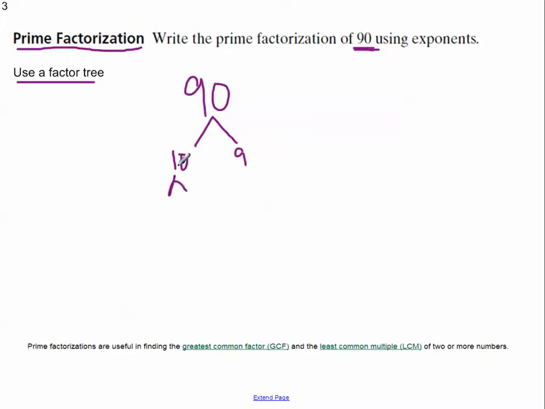Then I need to break apart 10. 2 and 5. Are 2 and 5 prime numbers? They are. Now I'm going to break apart 9. I get 3 and 3. Can 3 be divided anymore? It cannot. So once I find my prime numbers that can't be divided anymore, I circle or highlight them. So now I'm going to write this out and I'm going to use exponents. So my prime factorization is 2 times 5 times 3 squared.